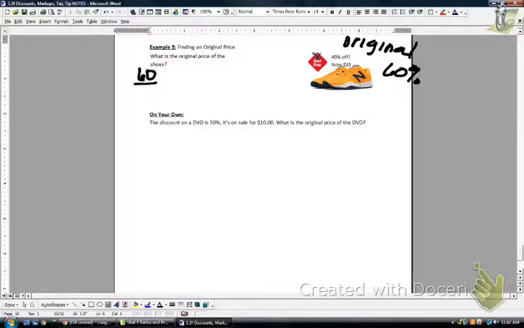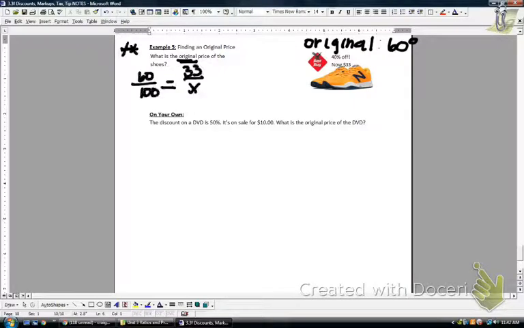So I'm going to write 60 over 100 equals 33 because that is my sale and I'm trying to find my whole price. So you might put a little star by this one. This is different than what we have worked on. So 60 over 100 equals 33 over x. This is the sale, and this is the whole price. So setting it up is a little bit different.